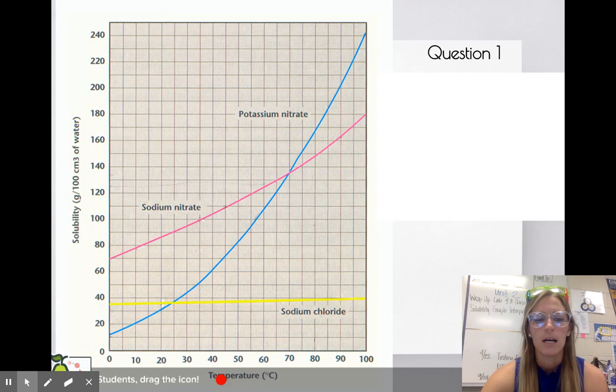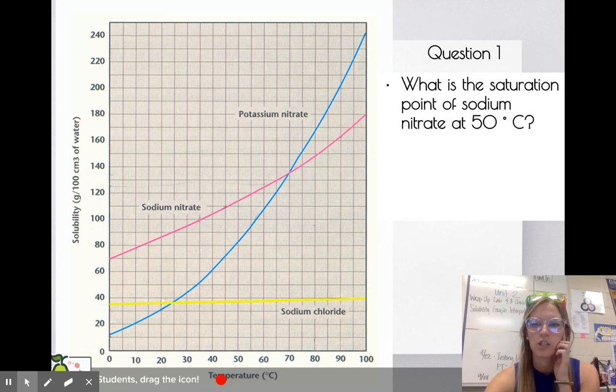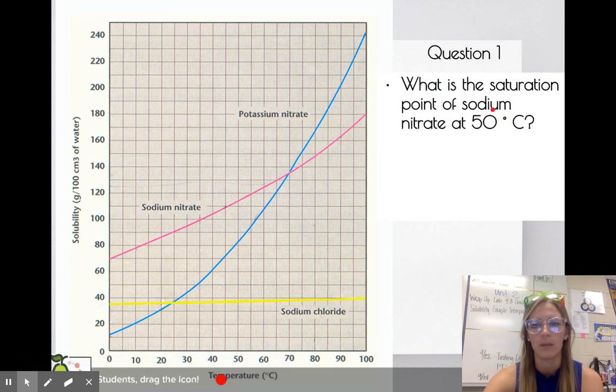Okay. And then we're just going to go through some of these questions. So just work through these at your own pace. Just make sure that you understand these concepts that we're talking about. So question 1, what is the saturation point of sodium nitrate at 50 degrees Celsius? So all you need to do is come over to the bottom, our x-axis down here, find 50 degrees Celsius, and then you're going to follow that up until you hit our sodium nitrate line.